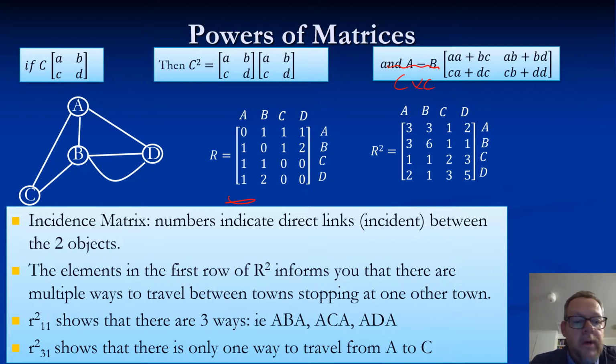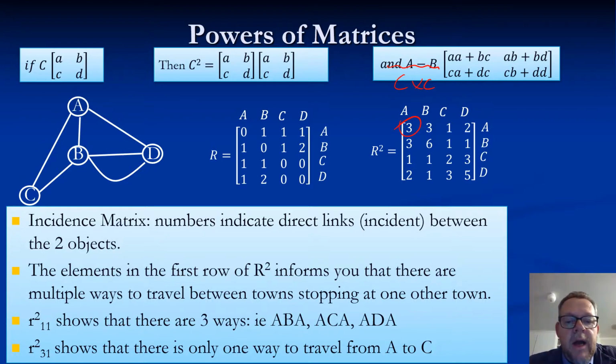Okay, so if I look at the R squared, I'm looking at row 1, column 1. It tells me that there are 3 ways. So I can go A, B, A, C, A and A, D, A. So you can see that here. I can go A to C and then back to A, to B and then back to A, and A to C and back to A. A to D, sorry, back to A.